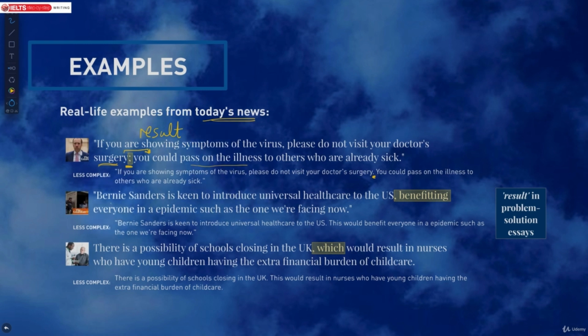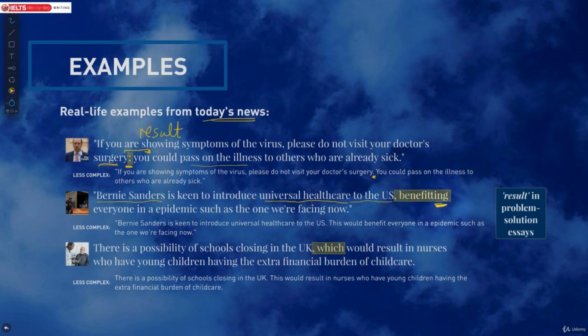Okay, now over here, this is from American news. Bernie Sanders is an American politician. He's keen to introduce universal health care. Universal health care is where you don't have to pay for healthcare. And in America, you have to pay for it. Some people go bankrupt because of hospital bills. So it's strange for many of us who are used to having free healthcare, but in America you have to pay for it. Okay, so keen to introduce universal healthcare to the USA, benefiting everyone in an epidemic such as the one we're facing now. So obviously the one we're in at the moment with the coronavirus.